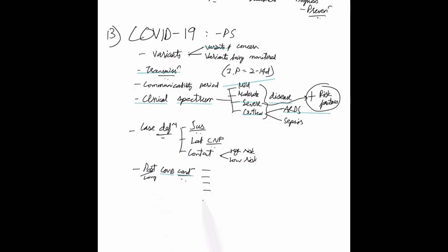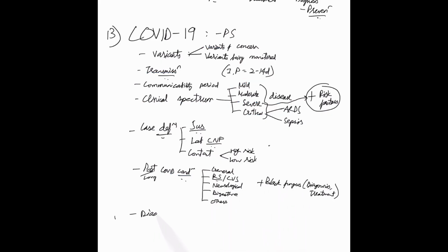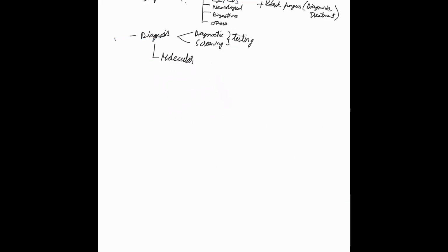Now, coming to the case definitions, which is very important, you should know about the suspected case, a laboratory confirmed case, and contacts, that is high risk and low risk contact definitions. And then post or long COVID conditions, you should know what can predispose: the general symptoms, respiratory or cardiovascular, neurological, digestive, or other risk factors, plus the black fungus infection, and its diagnosis and treatment. How to diagnose COVID 19?